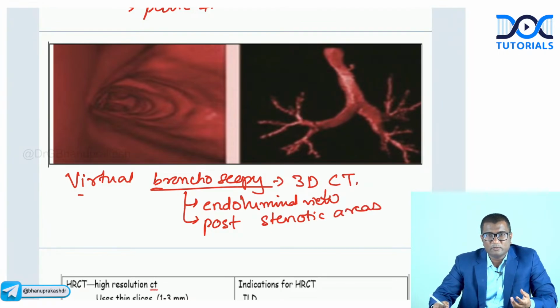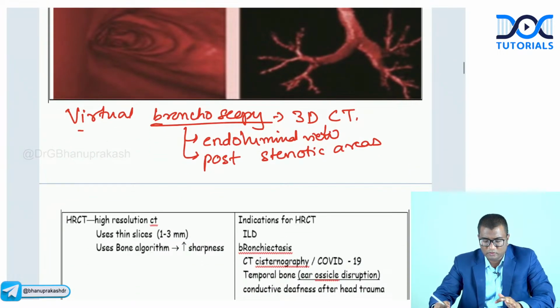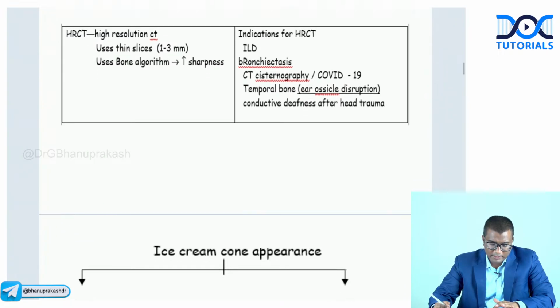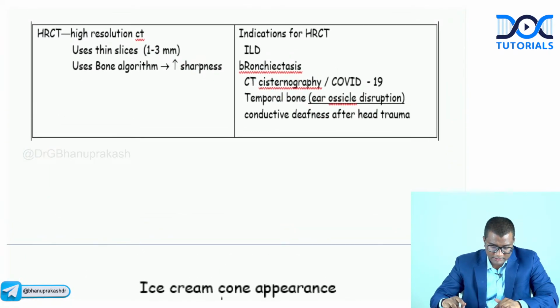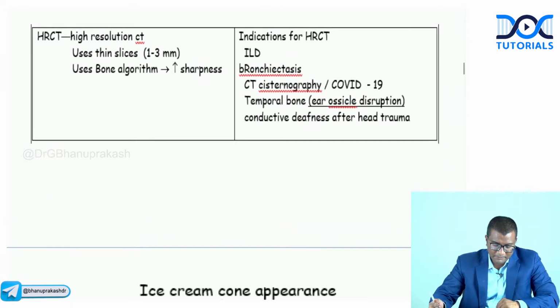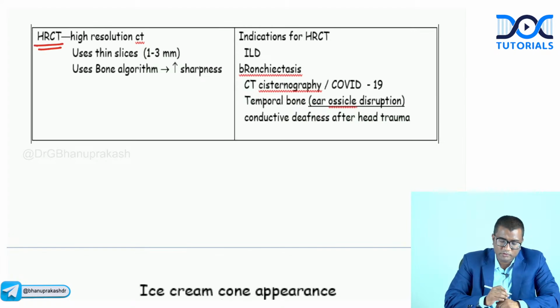Obviously, biopsies are done with actual colonoscopy and actual bronchoscopy, but sometimes the probe cannot go beyond the area if there are some secondaries or other pathologies beyond the area of stenosis. You can look at those post-stenotic areas by these 3D CT reconstructions, the CT colonoscopy or virtual bronchoscopy, right? Obviously, virtual bronchoscopy would be non-invasive. Coming to HRCT, Varun had been asking about HRCT continuously. We'll take that up. Coming to HRCT, high resolution CT scan.